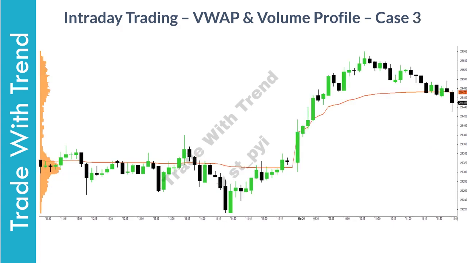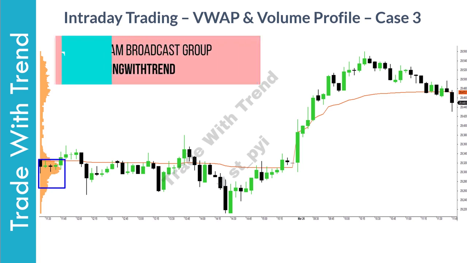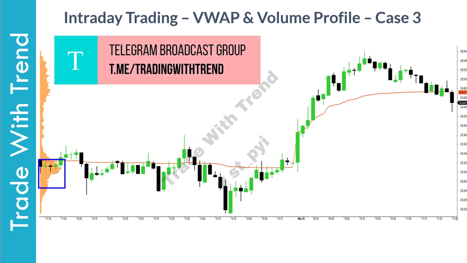Let us take up the third case now. This is a complicated case and hence do pay attention. In the chart, I have marked out high volume node in this region. On the first day, price finds it difficult to move above the high volume node region. This is represented here with long shadow candles and bearish engulfing and dark cloud cover pattern.